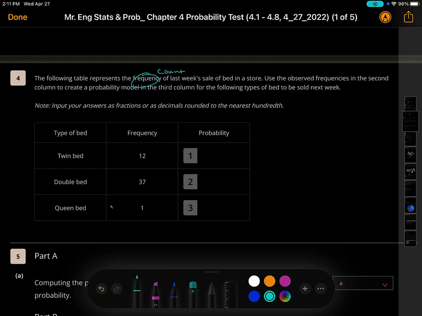Okay, so you're just adding all these together, and then you would get 49. So the probability of getting a twin bed is 12 out of 49. Double is 37 out of 49, and then 1 out of 49. And of course you can always add all of these together, so you get 49 over 49, which gives you a probability of 100%.